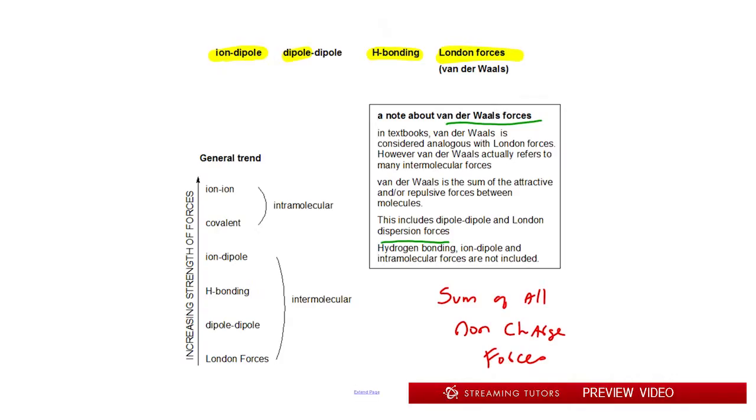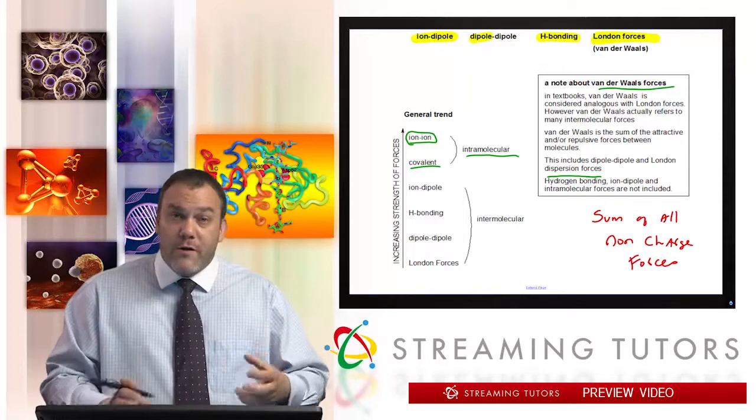That's like dipole, for example. Anyway, so here's the trend. The trend is, in terms of increasing force, ion is the strongest. So that one would require the most amount of energy to separate. That's an intramolecular force. So is covalent. But ion is stronger than covalent.